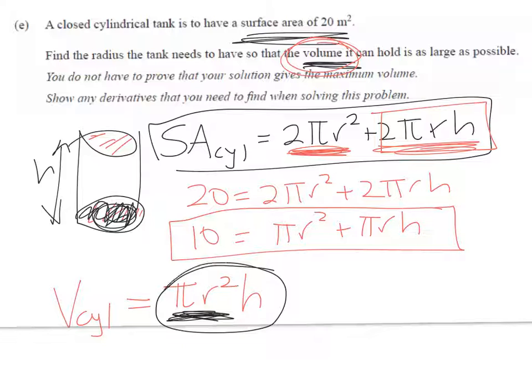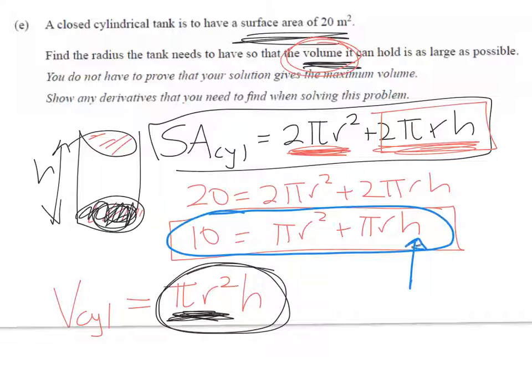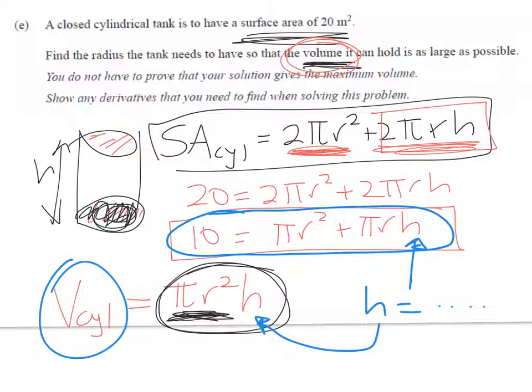We are in year 13 and year 12, so we can't work with two variables in our functions, so we need to get rid of either the r or the h. We're going to do that by going back up here and rearranging this, and we might as well make h the subject here. So we're going to go h equals da da da, and then we're going to substitute that in here, and then we're going to maximise v.